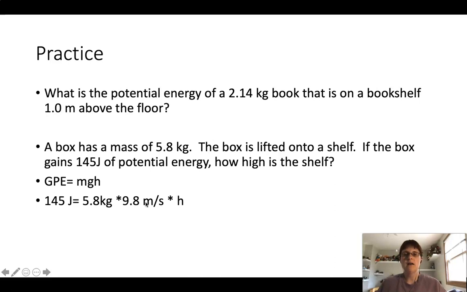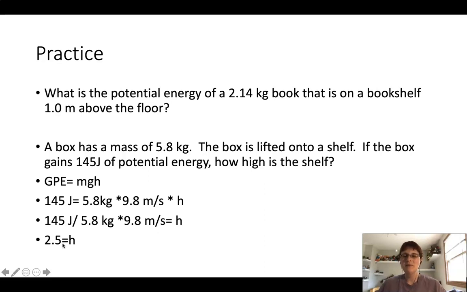So these numbers have to move to the other side. Since we're multiplying over here, when we move them, we're going to divide this side by these numbers. So 145 joules divided by 5.8 kilograms times 9.8 meters per second squared equals the height. If you multiply the 5.8 times 9.8 and then divide 145 by that, you get a height of 2.5, and I left out the units there.